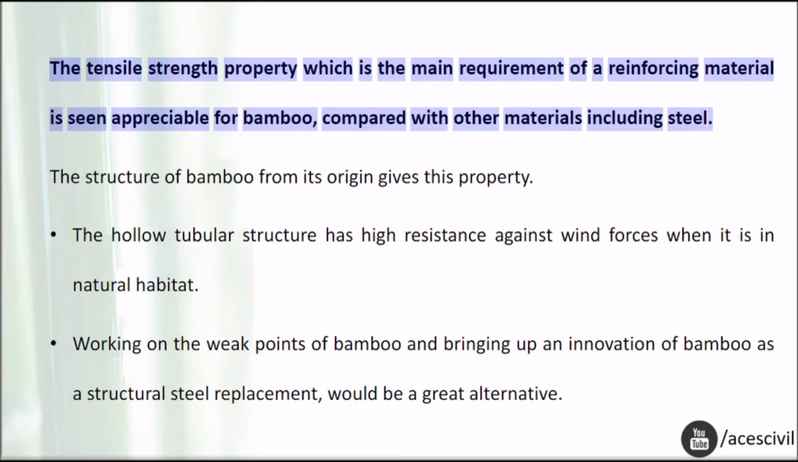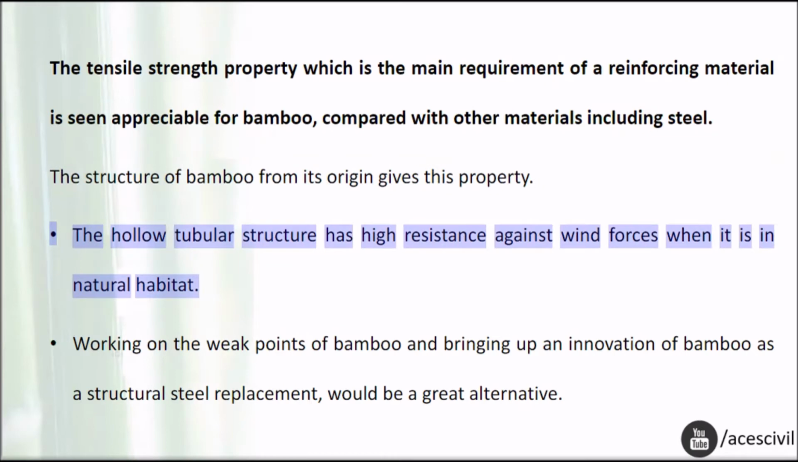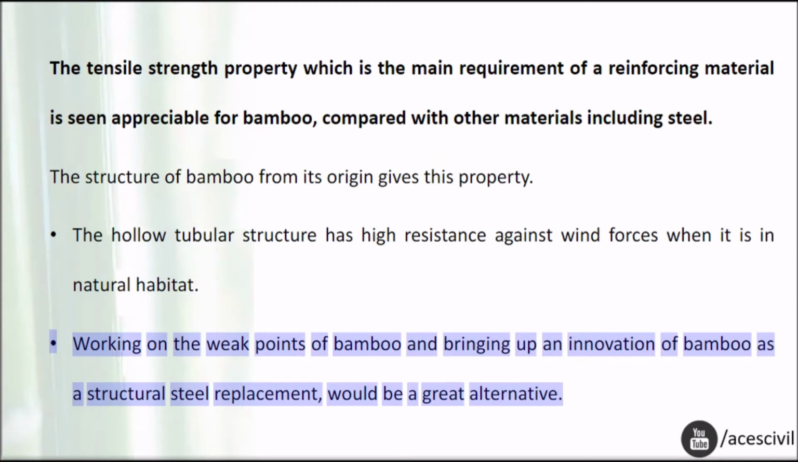The tensile strength property, which is the main requirement of a reinforcing material, is appreciable for bamboo compared with other materials including steel. The structure of bamboo from its origin gives this property. The hollow tubular structure has high resistance against wind forces in its natural habitat. Working on the weak points of bamboo and bringing up an innovation of bamboo as a structural steel replacement would be a great alternative.